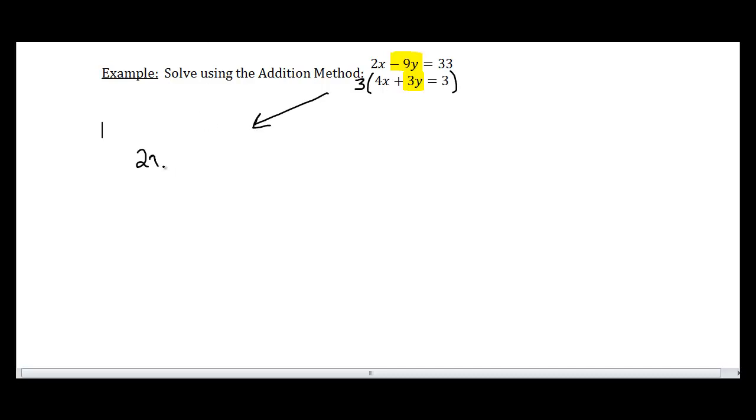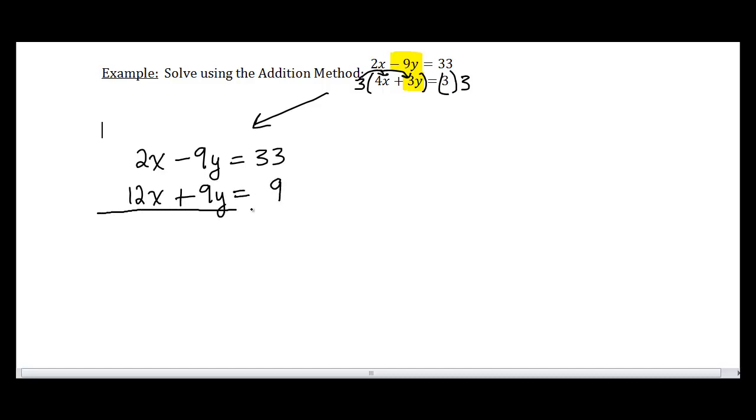I'll have 2x minus 9y equals 33. That first equation is going to stay the same. But my second equation, I'm multiplying both sides by 3, and you can write it like that. Multiply both sides by 3, like we normally would. I'm going to end up with 12x plus 9y equals 9. And as you can see, I do have those opposite coefficients: a negative 9 and a positive 9.